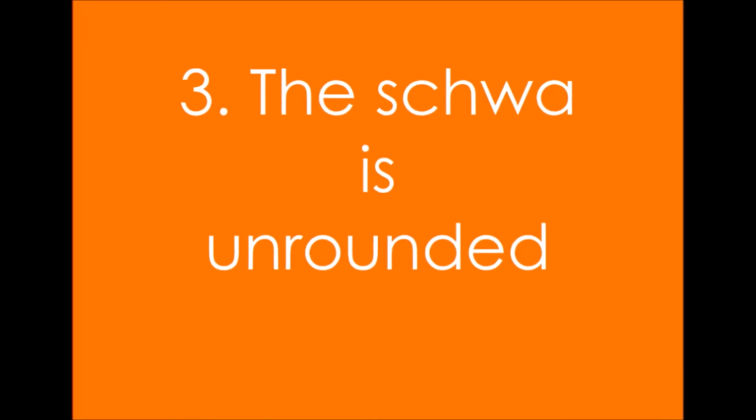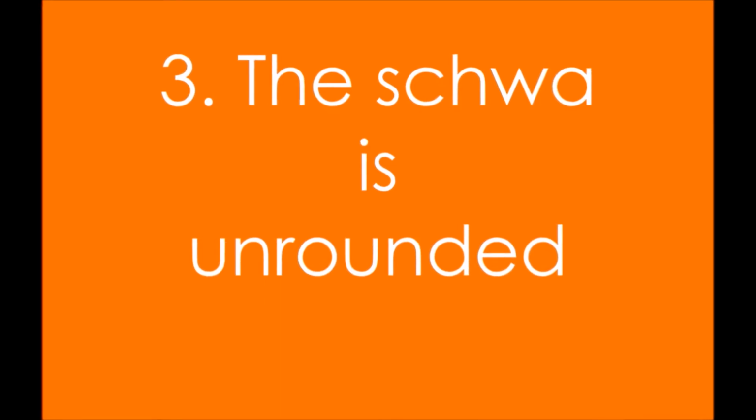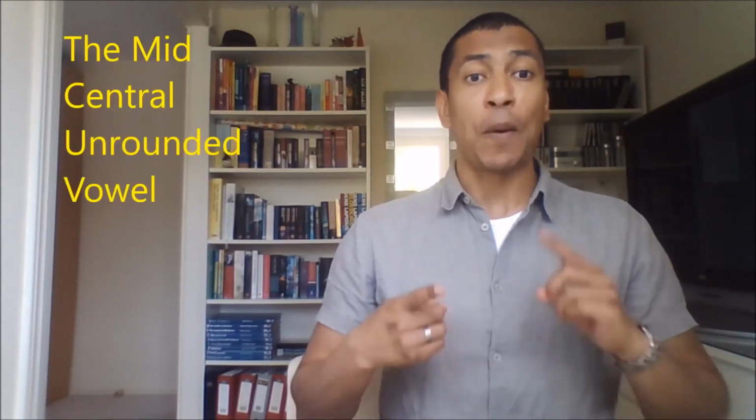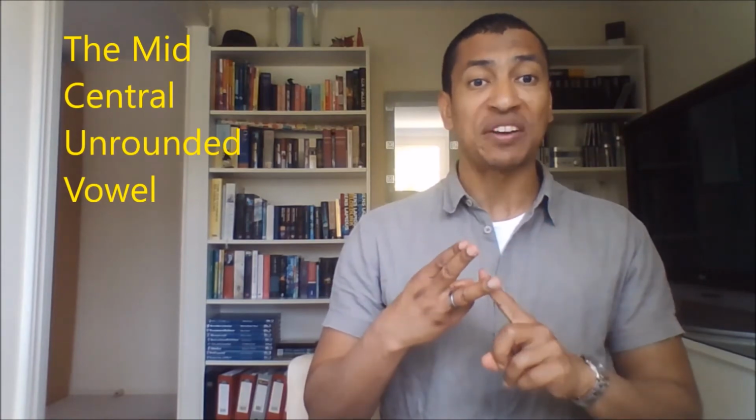3. The schwa is unrounded, which means we're not allowed to round our lips like this. No. The lips need to stay unrounded like this. So that's why we call it the mid-central unrounded vowel.